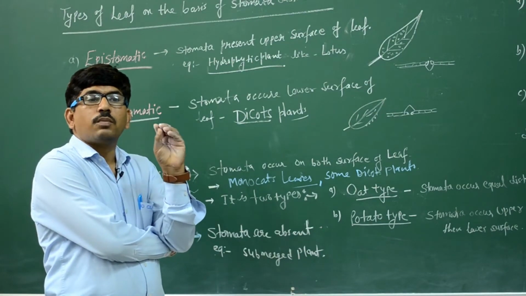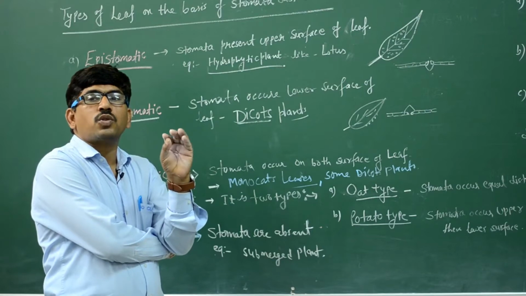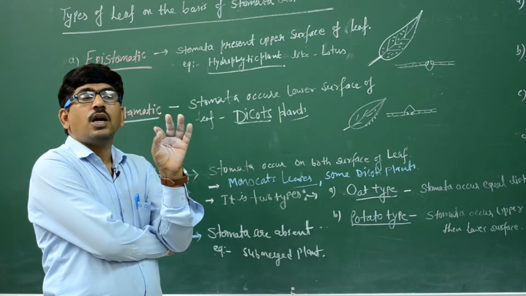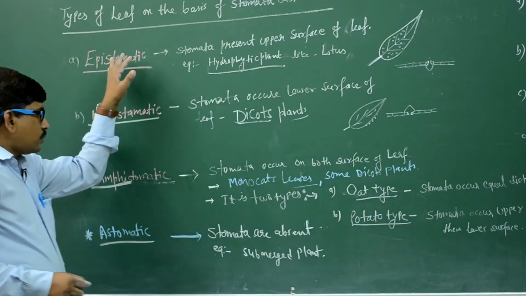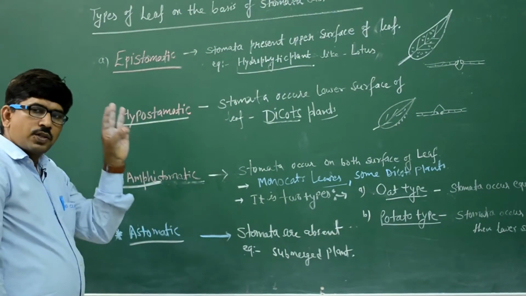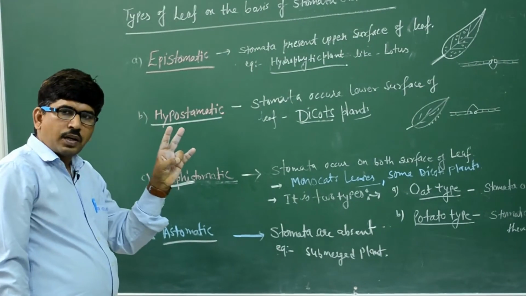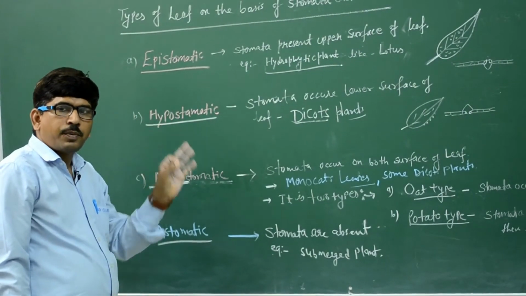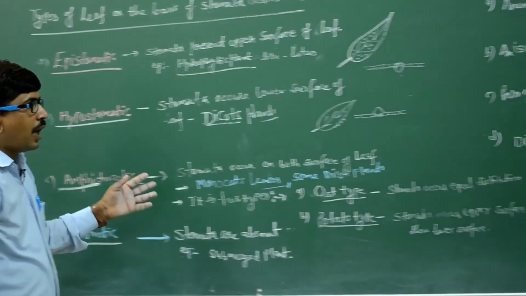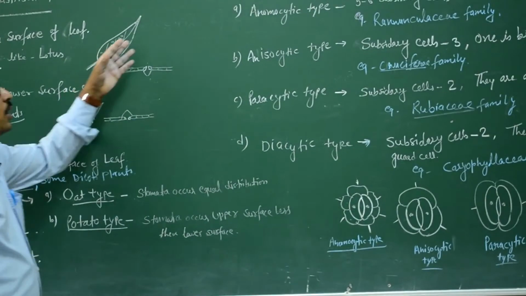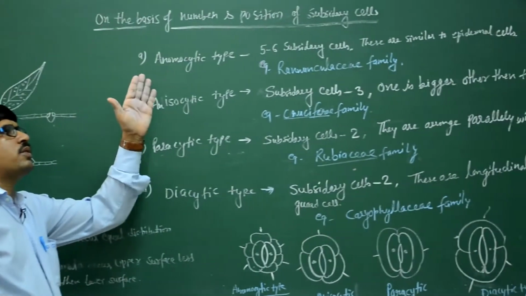So these plant leaves are known as astomatic leaves. Clear? These are the four types of leaves: astomatic, amphistomatic, hypostomatic, and epistomatic. Then we start next, the types on the basis of the number and position of subsidiary cells.